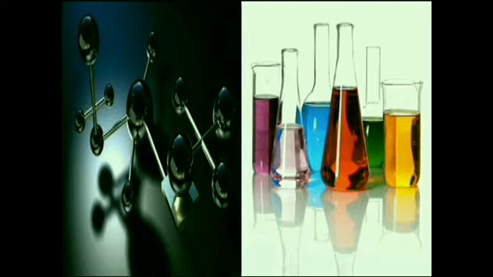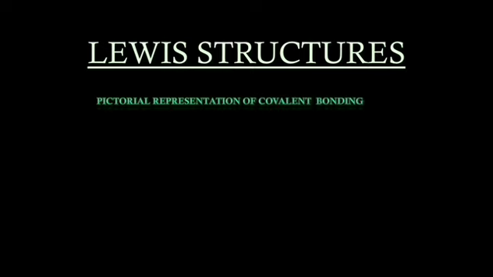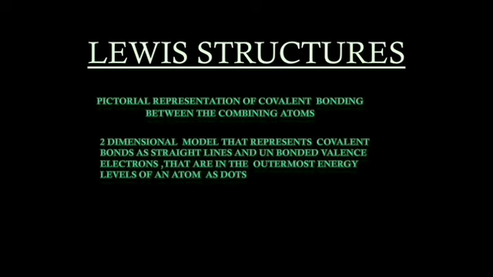I would like to discuss with you the topic of Lewis structures. A Lewis structure is a pictorial representation of covalent bonding between the combining atoms. It can otherwise be defined as the two-dimensional model that represents covalent bonds as straight lines and unbonded valence electrons that are in the outermost energy levels of an atom as dots. Lewis structure can be easily drawn by following a very few simple steps.